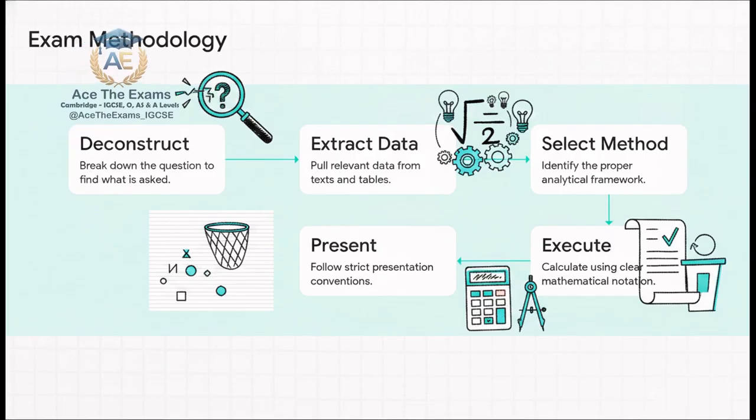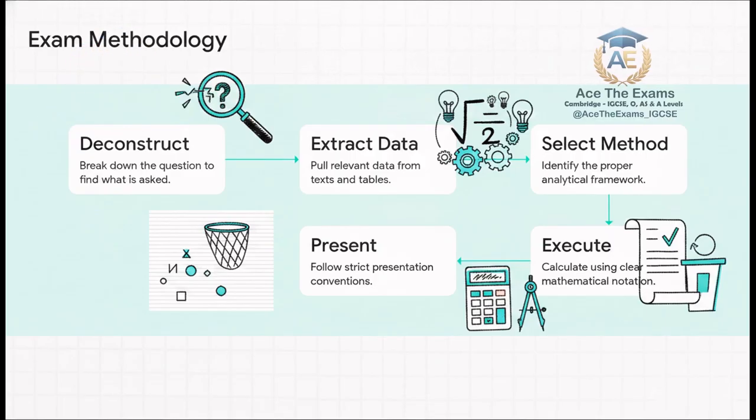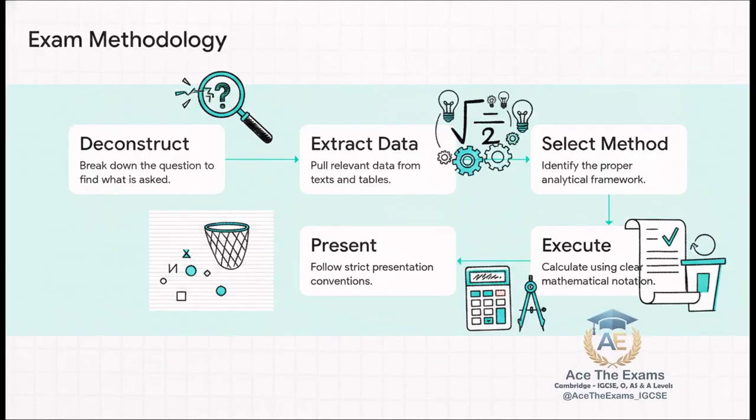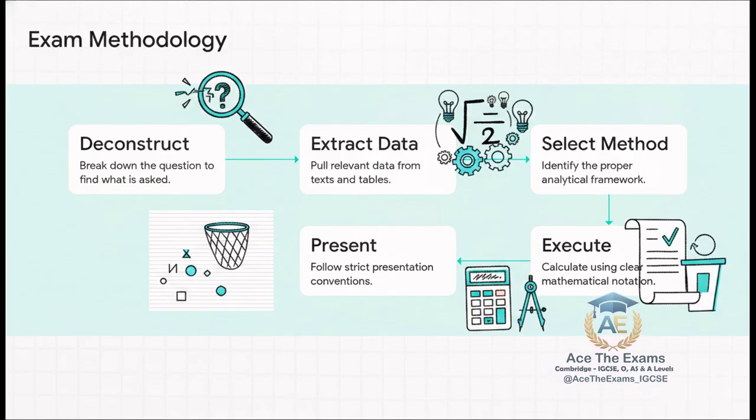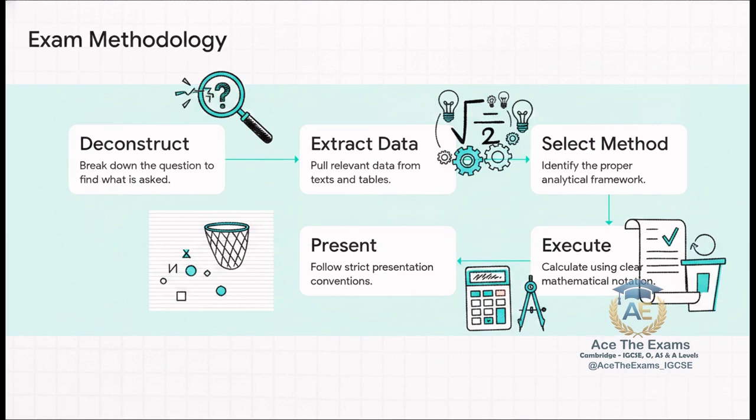Step 3. Select your analytical framework. This is where you identify the key mathematical principles applying to our specifically restricted denominators of 2, 3, 4, 6, and 8. Now slow down here. Step 4. Execute the analysis using crystal clear mathematical notation. This is where precision really matters.